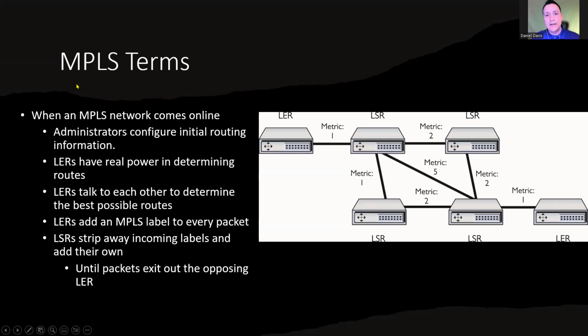Okay, let's do a quick rundown of the textbook process that's going on here. When an MPLS network comes online, the administrator will do some initial configuration and setup. They may put in some metrics or data that helps the routers manage traffic fairly efficiently. The LERs have a lot of power in determining the route. That's the outside ones, because they're receiving the packets initially that are coming in and out of the network. They're adding these initial labels to them and removing the labels when they go out.